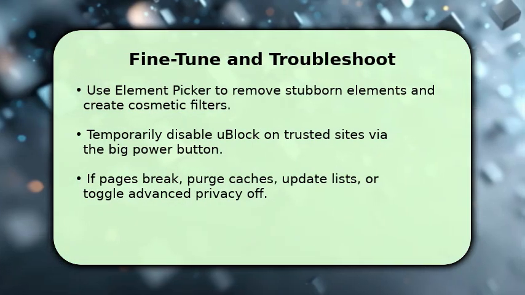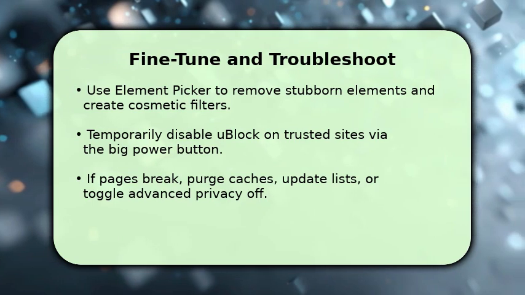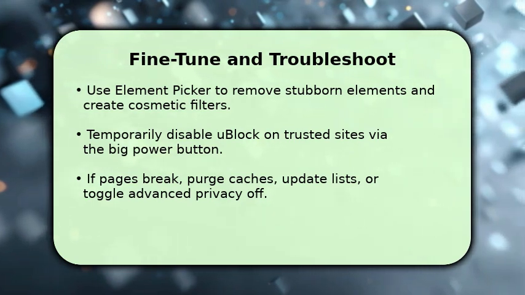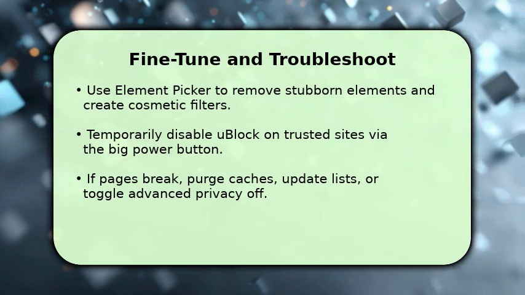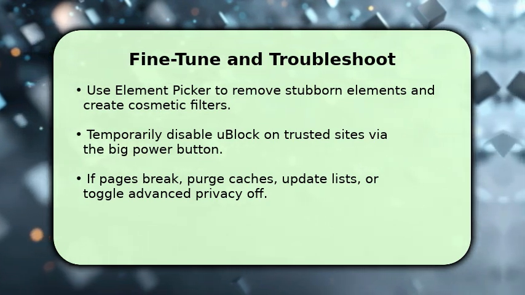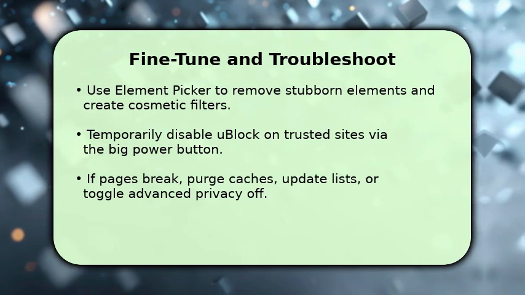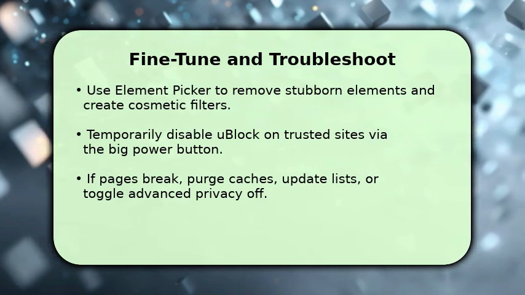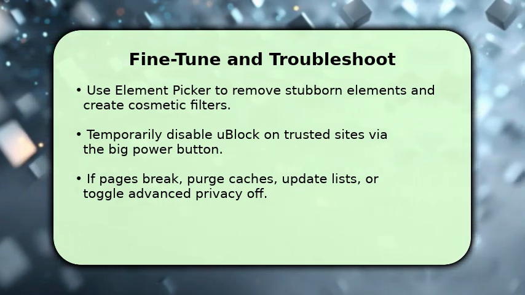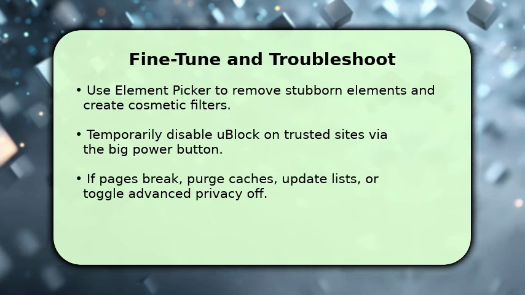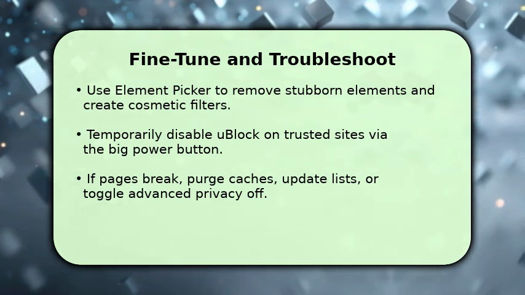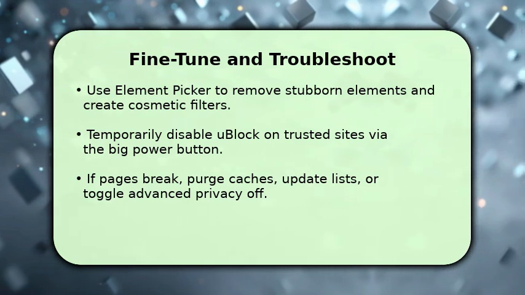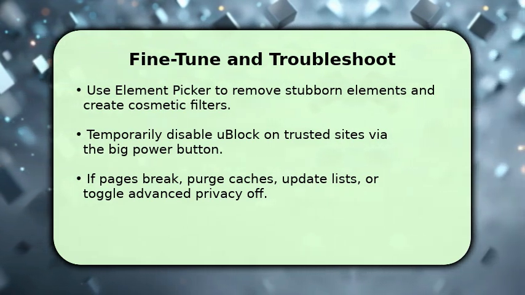Now refine behavior using the element picker to hide persistent elements and generate cosmetic filters for specific sites. That improves layout without disabling protection. If a site needs full functionality, click the big power button to temporarily disable uBlock for that domain and then hard refresh the page. If pages break unpredictably, purge the cache and local rules, update your filter lists, and try toggling advanced privacy features off.